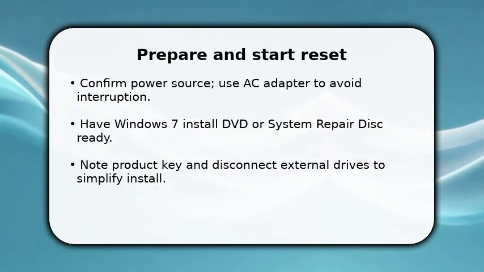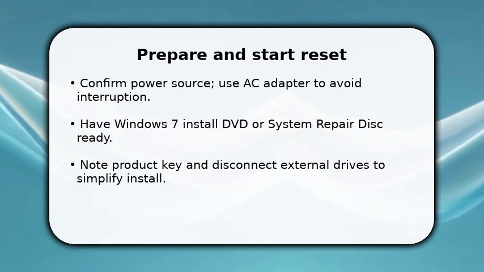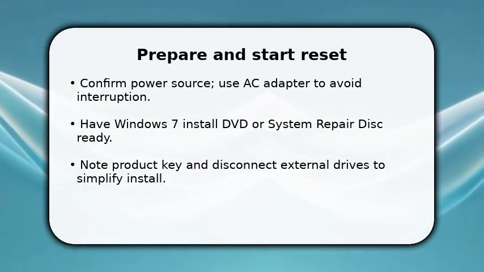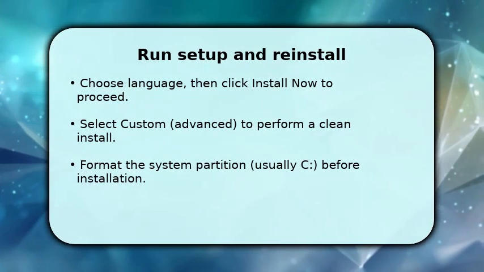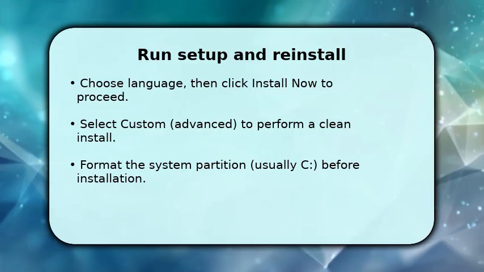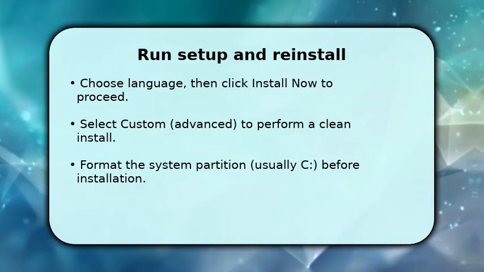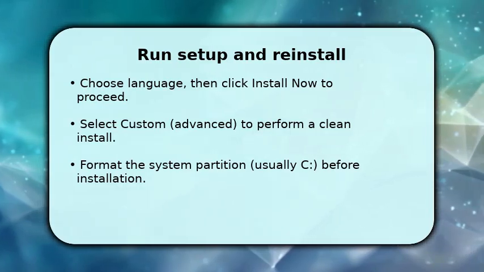While setup initializes, keep your product key nearby and remove USB drives so Windows won't try to preserve extra devices during reset. You'll move through setup prompts, pick language and click Install Now because that starts the full reinstall path. Make sure you select Custom, Advanced rather than Upgrade as you want a clean system without previous files.